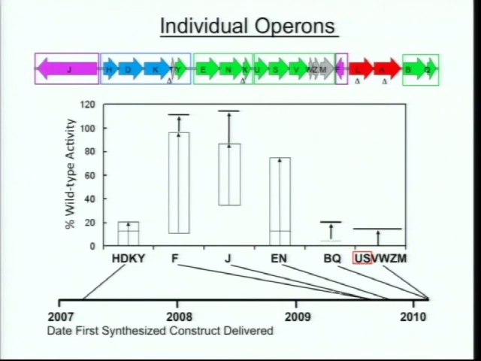F, we're over 100%. J, over 100%. EN is getting up there. And these are the newest ones that we just got at the end of last year. BQ is up to 20%. And then this last operon took us 6 months to get from 0. And this is actually a bit of an interesting story where the last gene that we had problems with here was NIF-S.